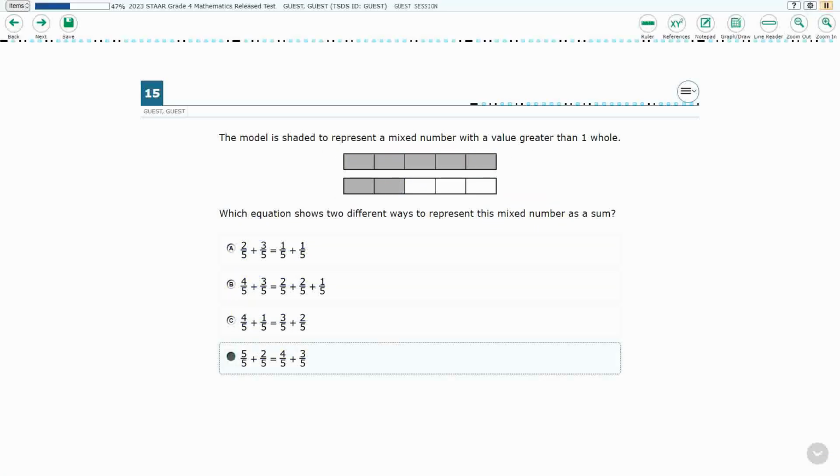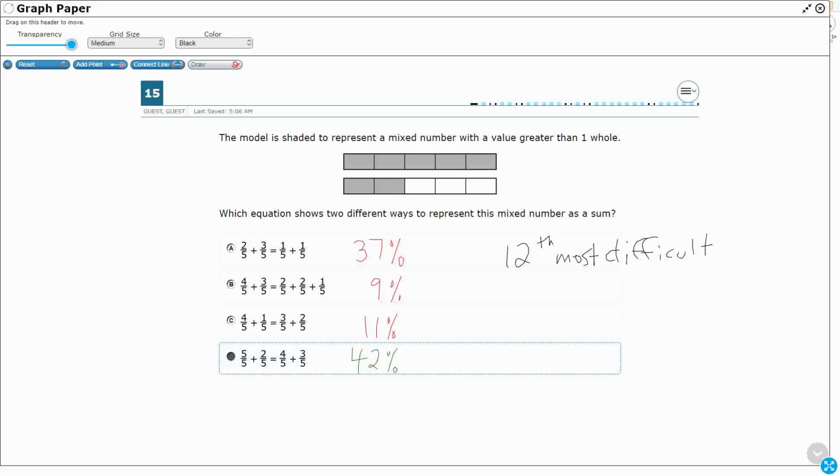Let's see how we did across the state of Texas. So this was tied for the 12th most difficult, and take a look. A almost had as many students choosing it as we did the correct answer, D. And you see what we did here, right? So this 2 fifths and 3 fifths, that equals the top part, 5 fifths. And then the 1 fifth and 1 fifth equals the bottom part, the 2 fifths. But those aren't supposed to be two separate fractions, right?